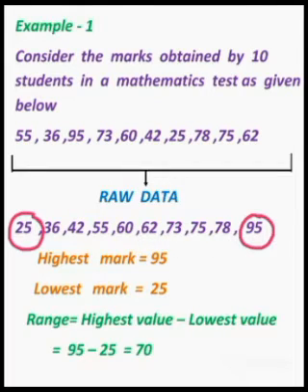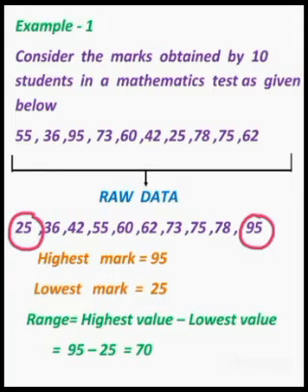Now let us identify the maximum and minimum marks from this data. It will be easy for us to find the maximum and minimum marks from this data. So what is the highest mark in the data here? 95. Highest mark is equal to 95. And what is the lowest mark here? Lowest mark is equal to 25.